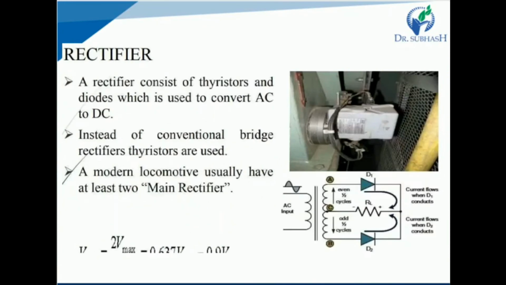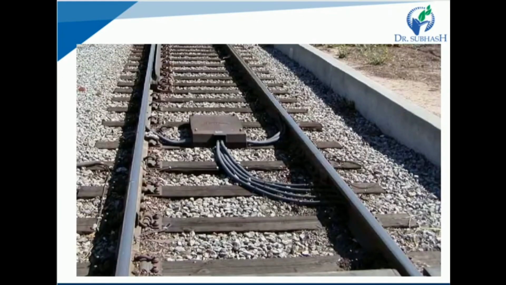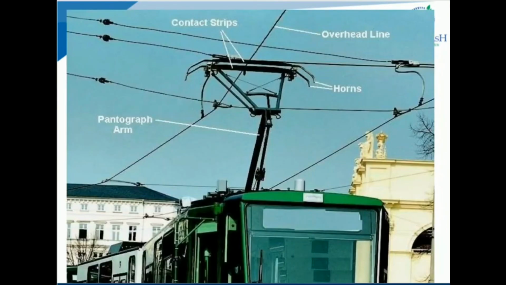Next is the rectifier, the heart of traction. It will convert AC to DC. A rectifier consists of thyristors and diodes, which are used to convert AC to DC. This rectifier is made from power electronics devices. Instead of a conventional bridge rectifier, thyristors are used as the power electronics device. A modern locomotive usually has at least two main rectifiers. So this is the circuit diagram of the rectifier. This is our track, this is the pantograph, the overhead line, and the contact strip.